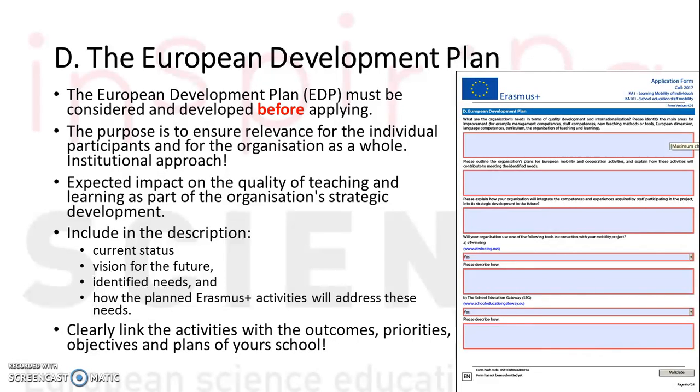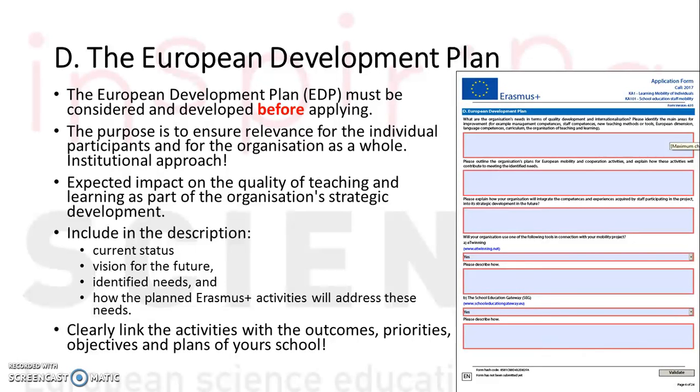The purpose is exactly to ensure that it's not just one or two individual participants that are profiting from this application and from the activities that will be carried out, but the organization as a whole. You also need to demonstrate the hoped-for or expected impact. What are you trying to achieve really? And how does that fit with the overall vision of your school?